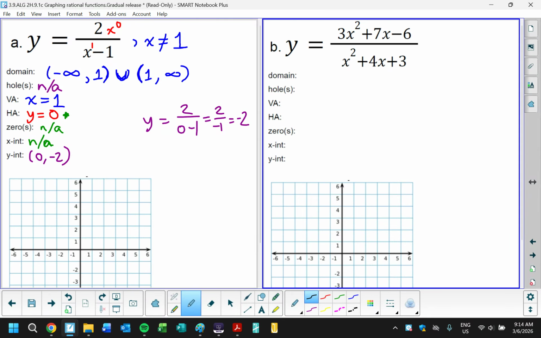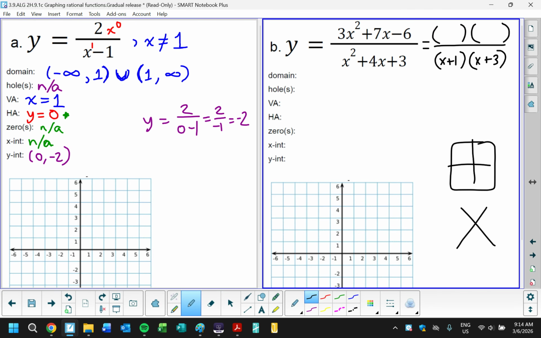Okay, we immediately notice for problem B, this is not factored, at least not yet. Now that's why the factoring piece is so important for you guys. In this case, the denominator is going to be a little simpler, and that's going to be x plus 1 times x plus 3. Numerator, little tougher. If you need, go off to the side, do your box method, do your magic x, or do the Mrs. Willard way. One way or the other, you're going to get 3x minus 2 multiplied by another factor of x plus 3.